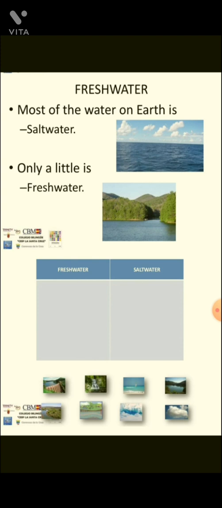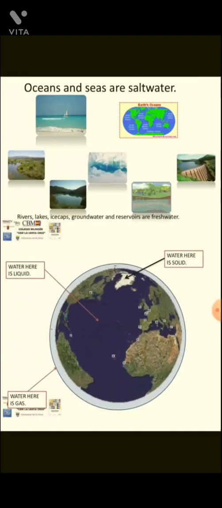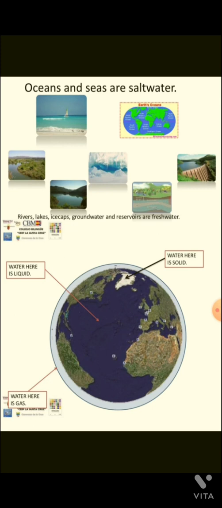Fresh water is available in a very small amount, that is present under the ground or in the lakes, in the rivers, or on the poles. Oceans and seas are salt water. Water here is solid, which means the water that is present on the poles. You can see this in the diagram of the earth. You can see a white spot.